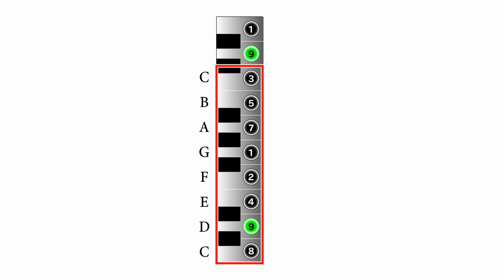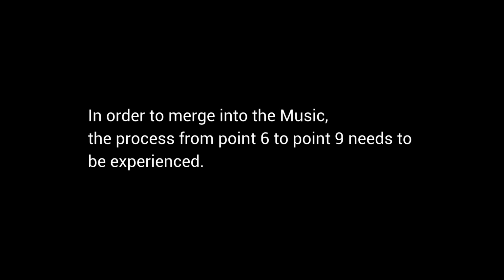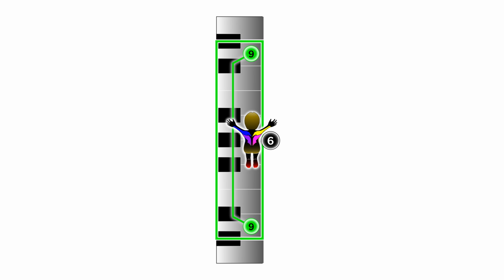In this figure, point 6 is not included in the musical scale. Point 6 represents the position of the listener of the Zeptoform music. Therefore, it is not included in the musical scale. Then, in order to merge into the music, the process from point 6 to point 9 needs to be experienced. That is the experience of the centering process. While point 6 represents a listener, point 9 represents the sound field, which is called the phonon field. It will be discussed step by step.